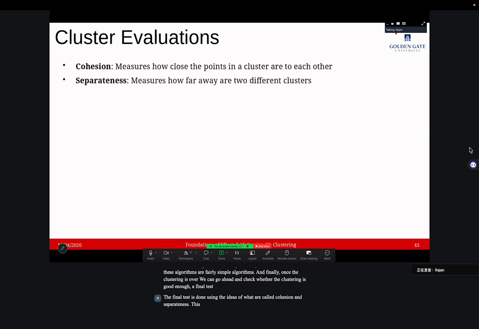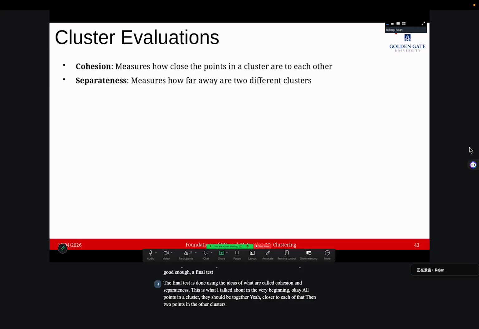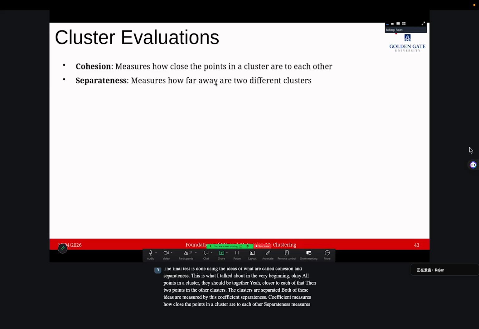This is what I talked about in the very beginning. All points in a cluster should be together. They are closer to each other than to points in other clusters. The clusters are separated. Both of these ideas are measured by cohesion and separateness. Cohesion measures how close the points in a cluster are to each other. Separateness measures how far away two different clusters are, essentially.